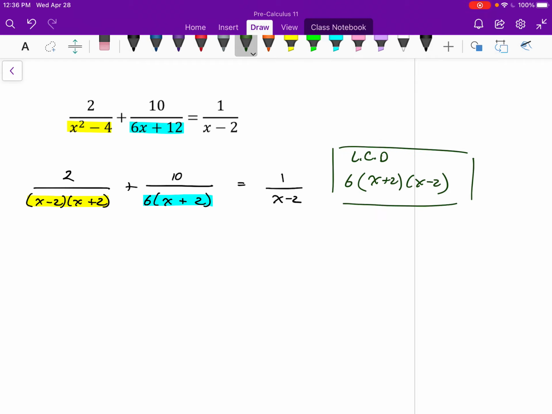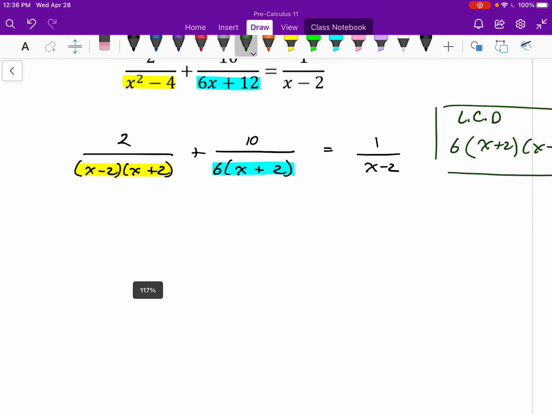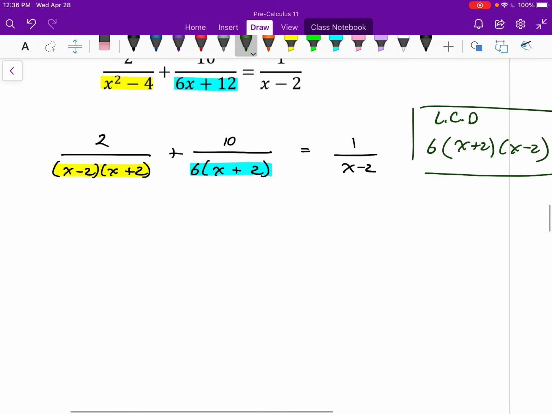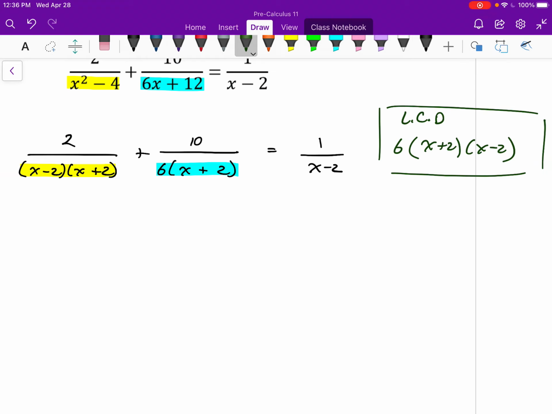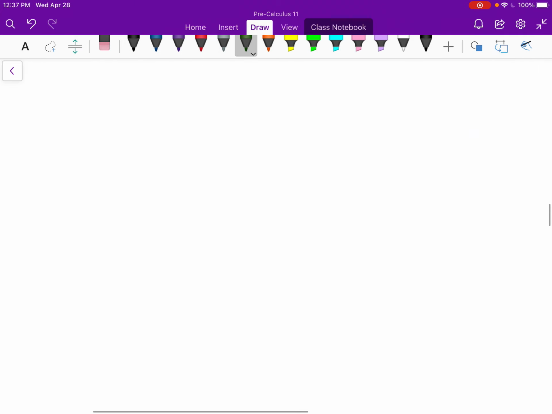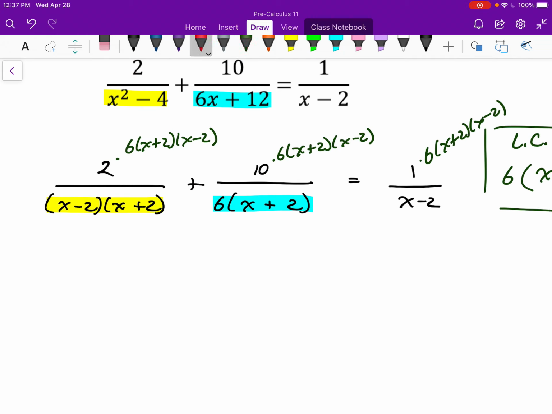So I want to multiply everything by 6 times x plus 2 times x minus 2. It's going to look a little bit crazy here, but we have to have faith. If I'm going to multiply everything by this lowest common denominator, the whole point is to cancel out my denominators. So it'll look a little bit messy, but I'm going to take this 2 and go times 6 times x plus 2 times x minus 2. This 10 times 6 times x plus 2 times x minus 2. And over here, 1 times, I'm running out of space, 6 times x plus 2 times x minus 2. OK, yes, it's messy. But let's look at these individually.